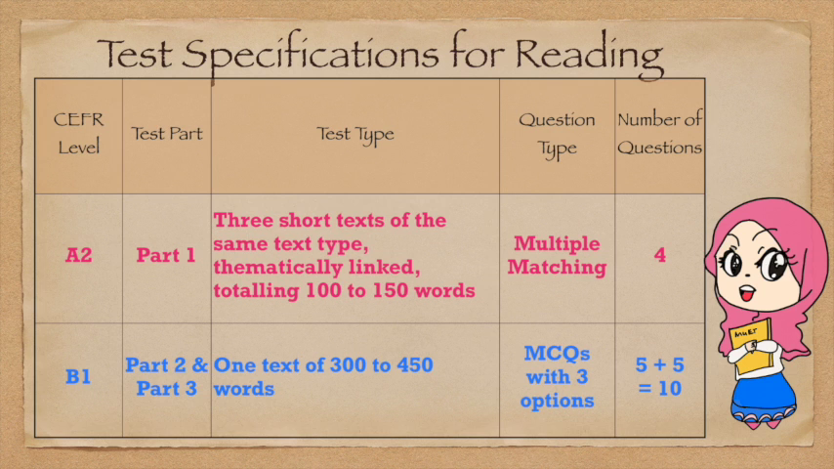For part 2 and 3, you are given one text of 300 to 450 words, and it is B1 CEFR level. The question type is MCQs with 3 options. So part 2 has 5 questions and part 3 has 5 questions also. So the total for both parts is 10 questions.